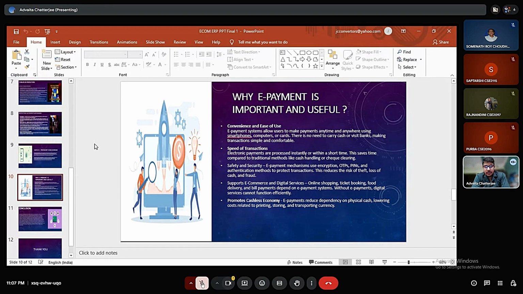Thirdly, safety and security. E-payment mechanisms use encryption, OTPs, PINs, and authentication methods to protect transactions. This reduces the risk of theft, loss of cash, and fraud. Supports e-commerce and digital services: online shopping, ticket booking, food delivery, and bill payments depend on e-payment systems. Without e-payments, digital services cannot function efficiently nowadays. Lastly, promotes cashless economy. E-payments reduce dependency on physical cash, lowering costs related to printing, storing, and transporting currency.